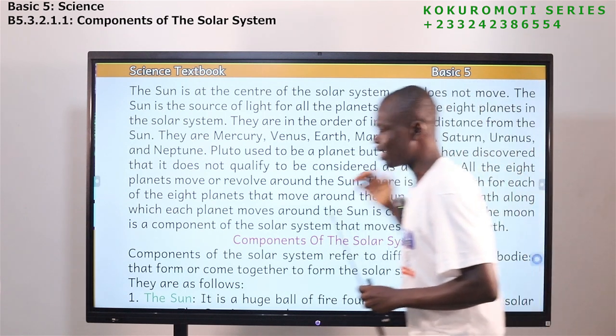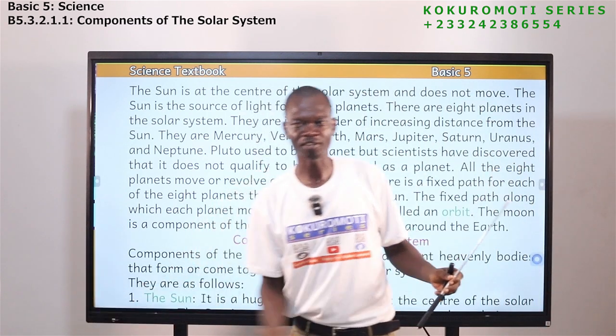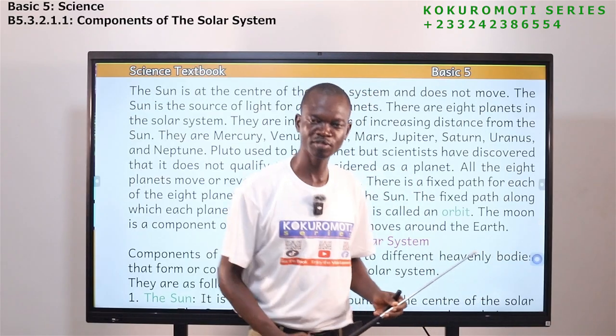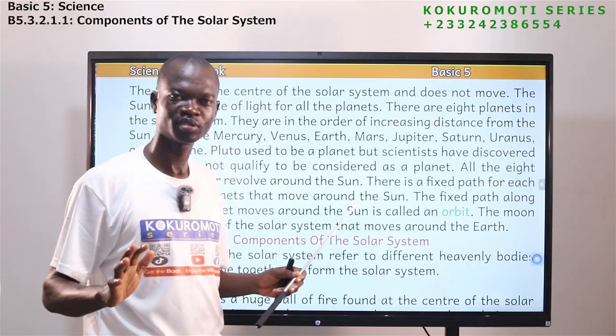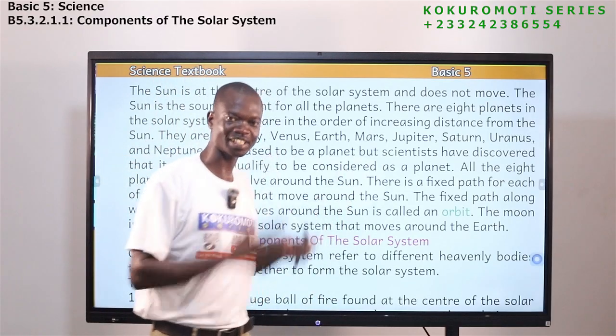There is a fixed path for each of the 8 planets that move around the sun. The fixed path along which each planet moves around the sun is called orbit. The moon is a component of the solar system that moves around the earth. So the 8 planets, they all have their path. So you can't move from your path to another planet path. No. They all have their fixed path.